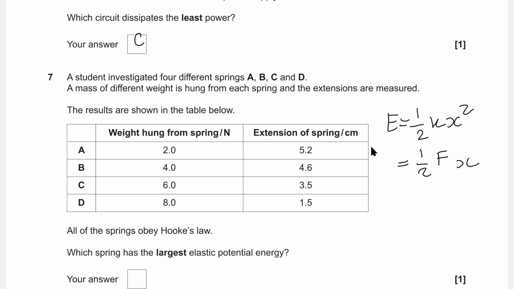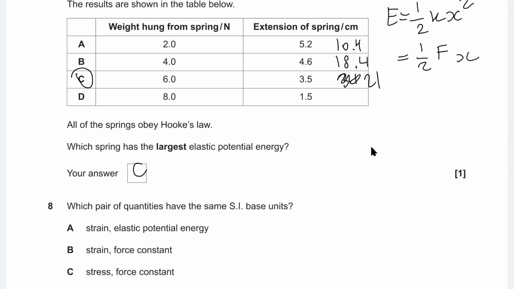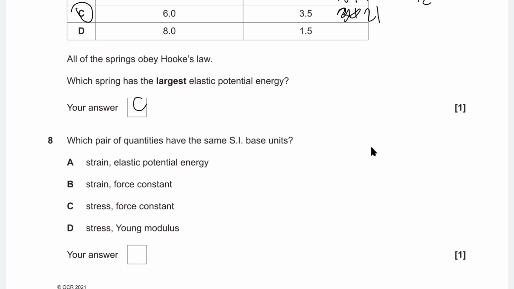So this one here, 2 times 5.2 is obviously just going to give me 10.4, so we can just write this down by the side. 4 times 4.6, this is going to be obviously a lot bigger, so that's going to be 18.4. Whichever number is biggest will be the answer. 6 times 3.5, that's going to be 21. Oh, not 31, 21, which is a winner. Correct answer is C.